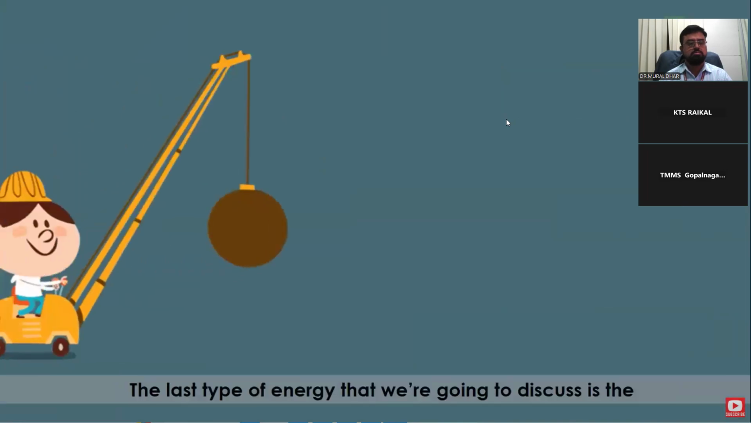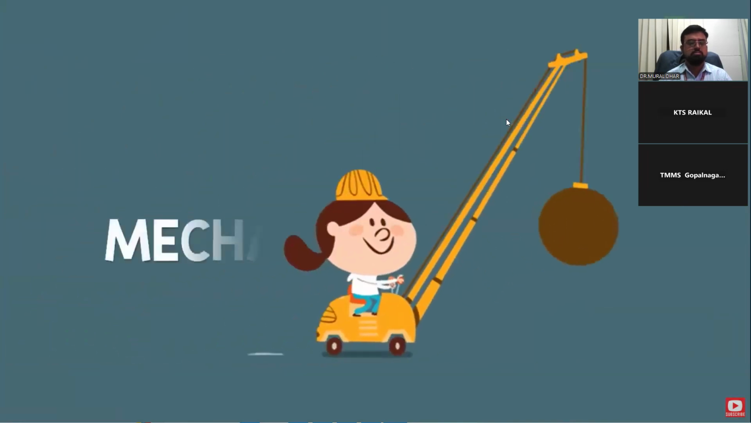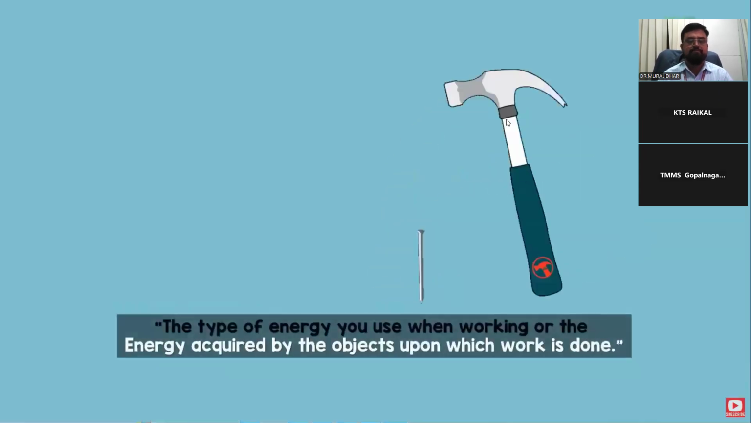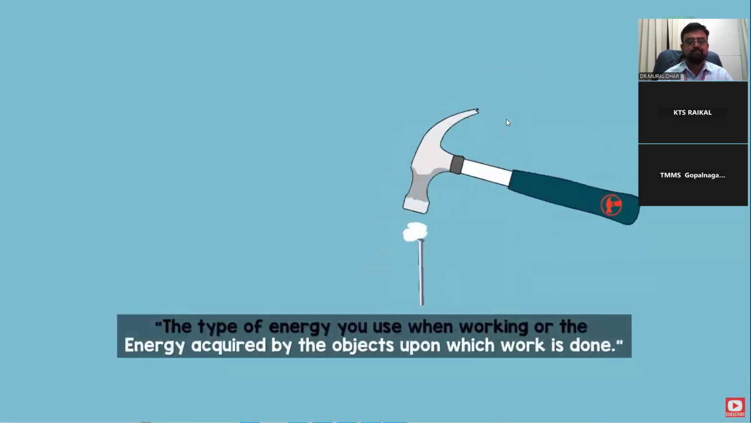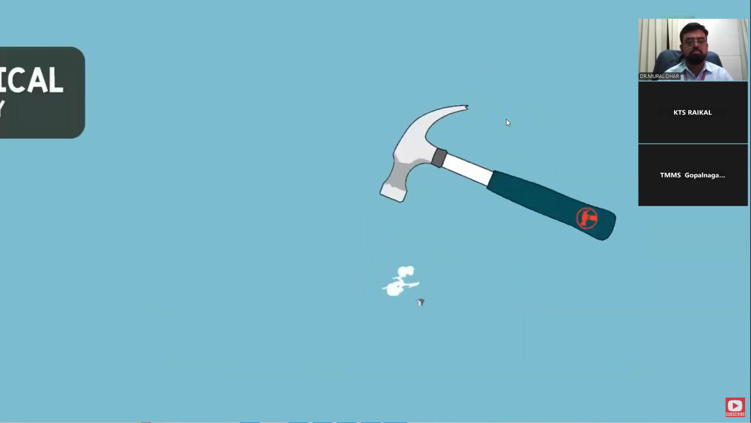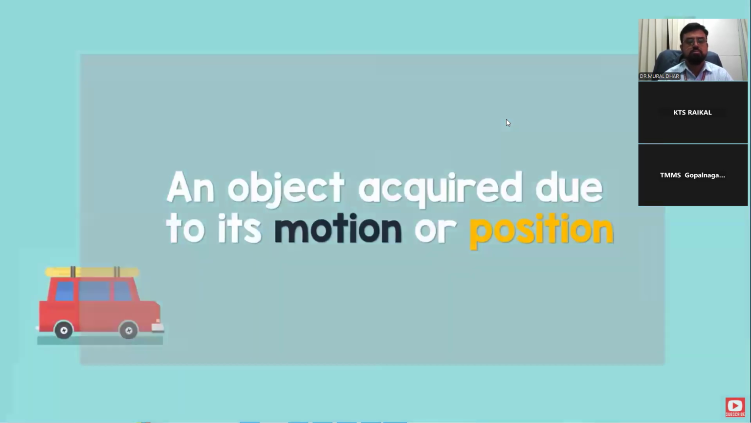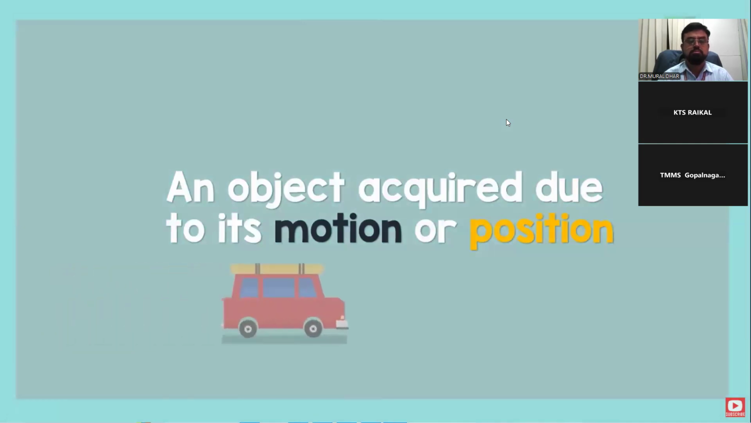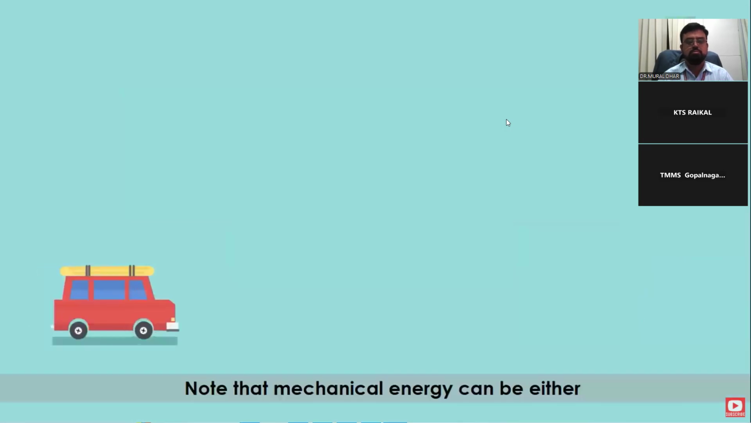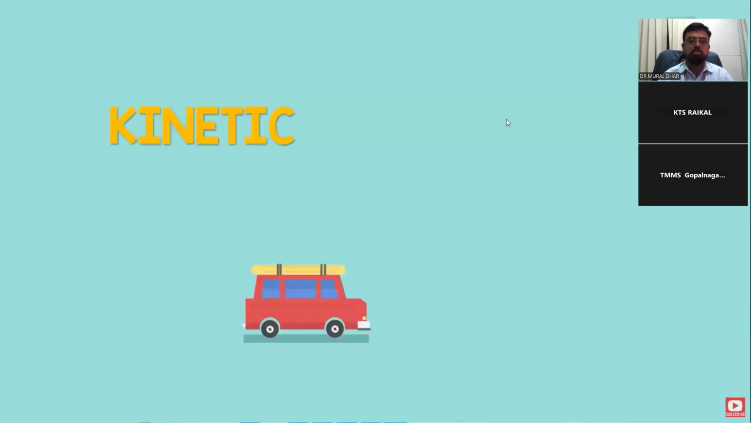The last type of energy that we are going to discuss is the mechanical energy. The type of energy that you use when working, or the energy acquired by the objects upon which work is done, is known as mechanical energy. Mechanical energy is the type of energy that an object acquires due to its motion or position. Note that mechanical energy can be either kinetic energy or potential energy.